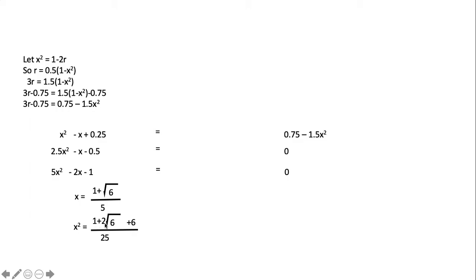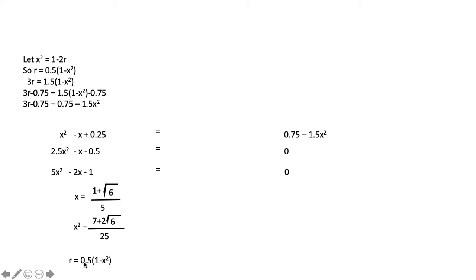1 plus 2 root 6 plus 6, because 1 times 1 gives me 1. 1 times root 6 plus another 1 times root 6 gives me 2 root 6. And root 6 times root 6 gives me a whole 6. So x squared, squaring the top and the bottom, is that, which I can tidy up a little bit because 1 plus 6 makes 7. So that's the same as x squared equals 7 plus 2 root 6 all divided by 25.